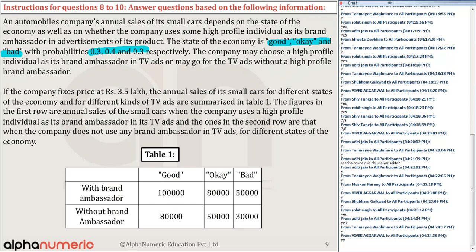Company fixes price at rupees 3.5 lakh. ठीक है. Now this is the selling price. So this is the selling price of a company. ठीक है. The annual sales of its small car for different states of the economy and for different kinds of TV ads are summarized in table 1. The figures in the first row are annual sales of small cars when the company uses a high profile brand ambassador, and the one in the second row when the company does not use a high profile brand ambassador. ठीक है. This is the number of units.